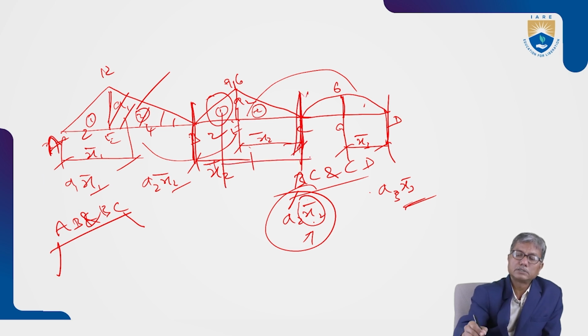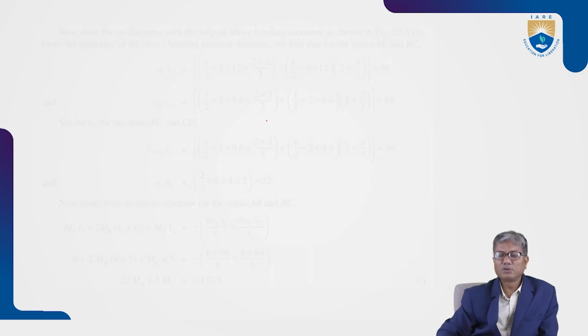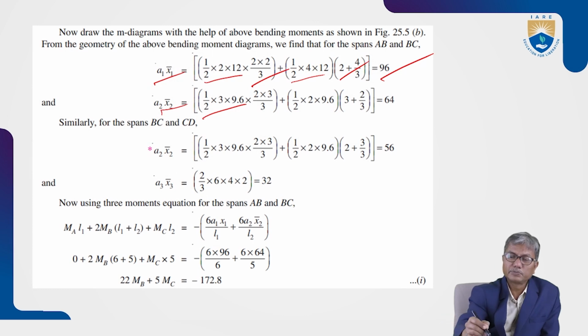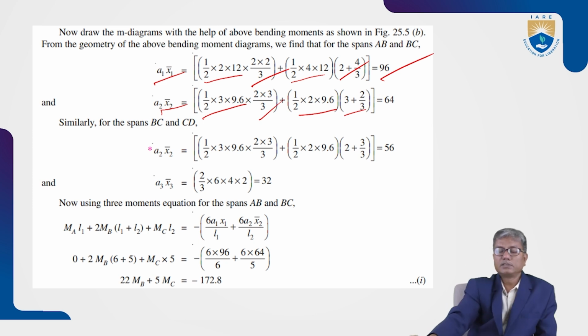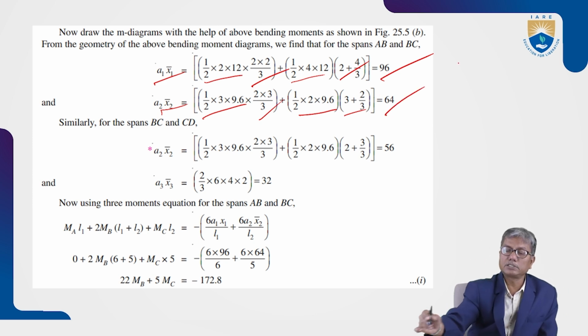What is it? 3 plus 2 by 3. And for this part, the centroidal distance is 2/3 of 3. So here, half into 3 into 9.6 and 2/3 of 3. And for this part, it is 3 plus 2 by 3. And this way you are getting 64.